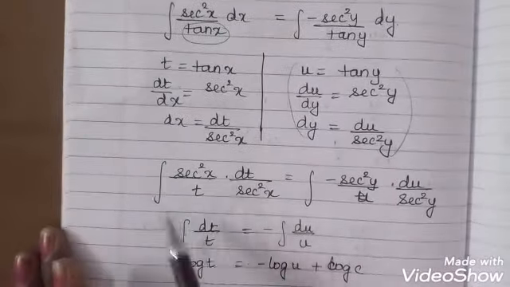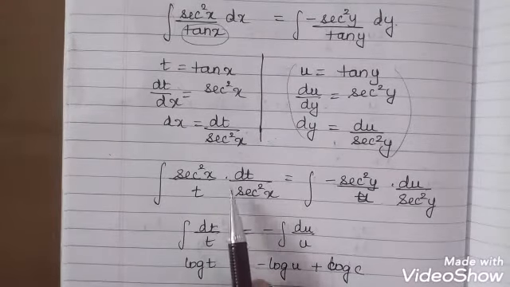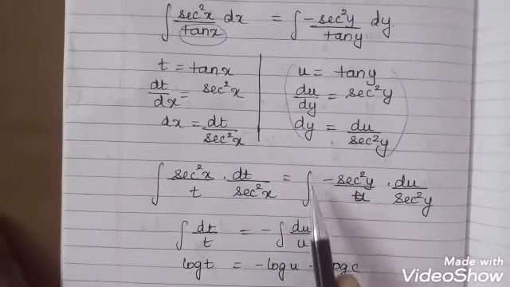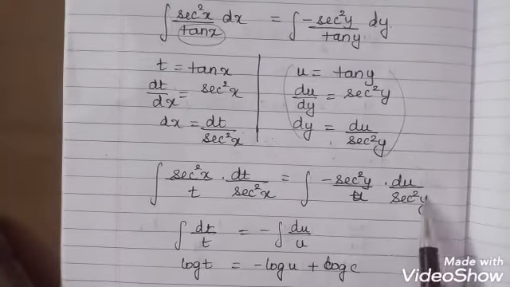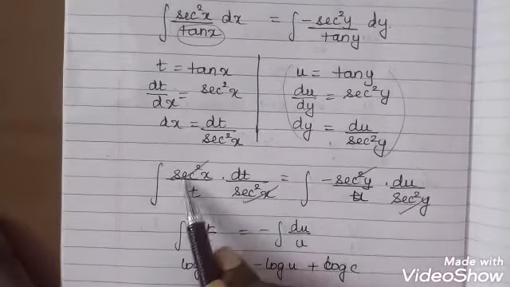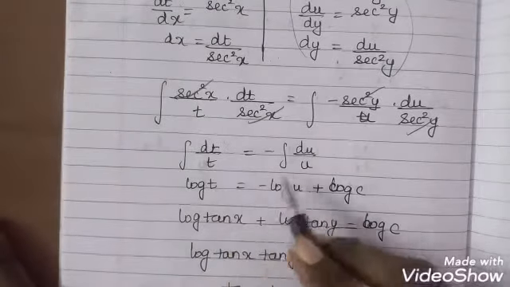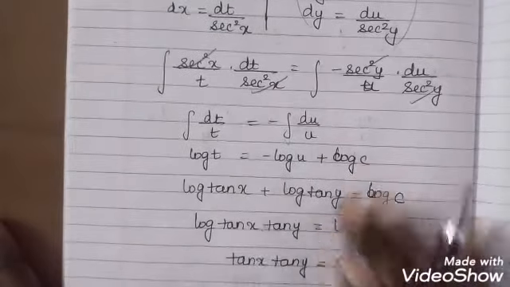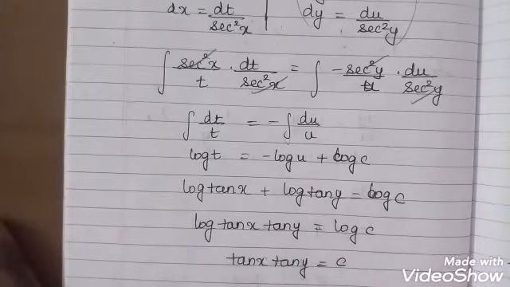So here this is equal to integral of secant squared x by t into dt divided by secant squared x, which is equal to integral of minus secant squared y by u into du divided by secant squared y. Of course, it gets cancelled here and you're left with what? Integral of dt divided by t, which is equal to minus integral of du divided by u. So what will I get? Log t is equal to minus log u plus a constant.